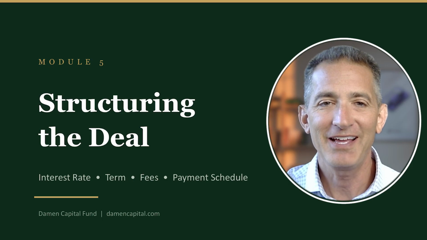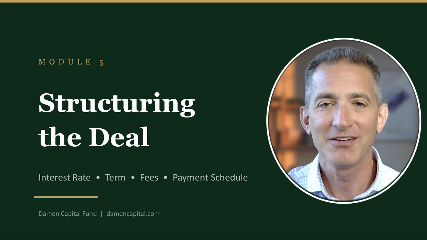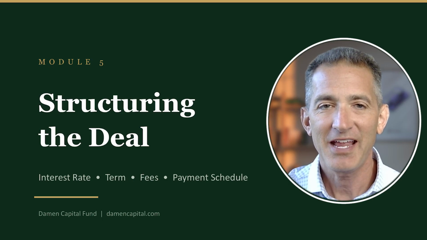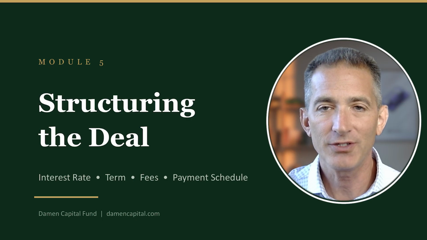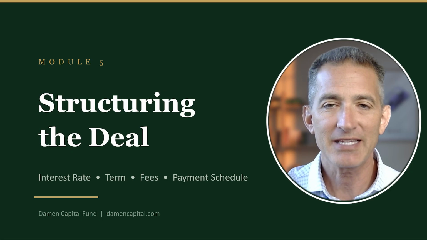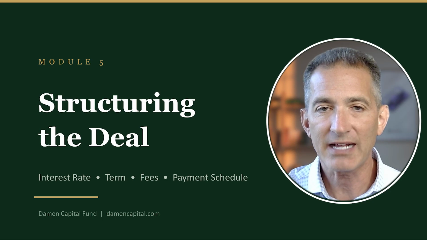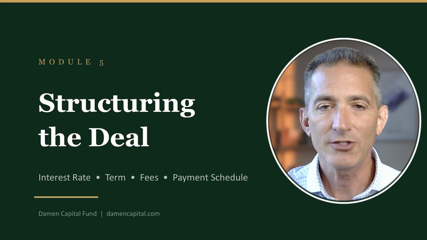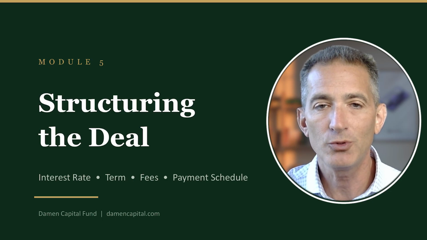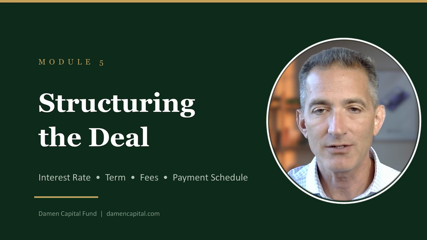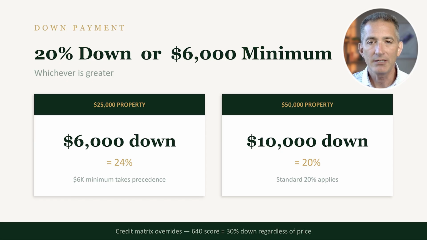Welcome to Module 5. You've screened your buyer, you've checked their credit, and you know what down payment they need based on the credit matrix. Now it's time to structure the actual deal: the interest rate, term length, fees, and payment schedule. This is where you balance making the deal attractive enough for the buyer while ensuring it's profitable for you and valuable to note buyers. Let's start with down payment.